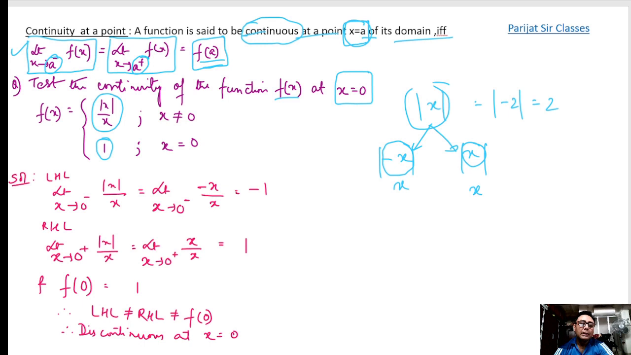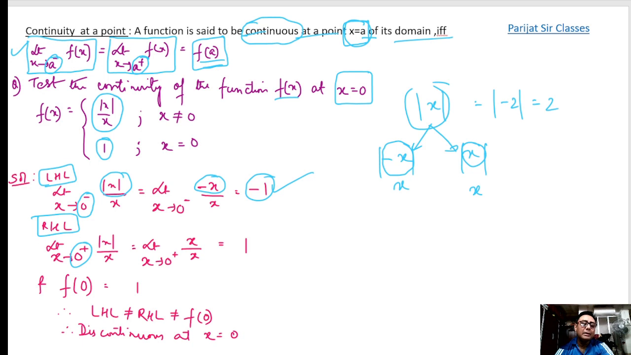So let us check the left hand limit of this function at x equal to 0. Left hand limit means less than 0, so 0 minus, and right hand limit means a little bit more than 0. Let us first check left hand 0. Less than 0 means the values of x will be taken as negative, so mod x becomes minus x, and this becomes minus 1. That means the left hand limit is coming as minus 1.